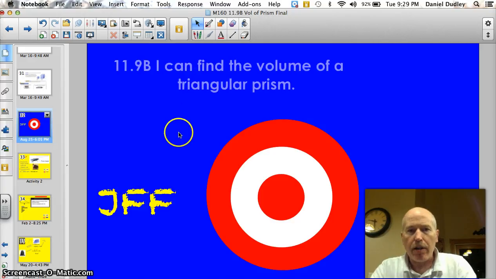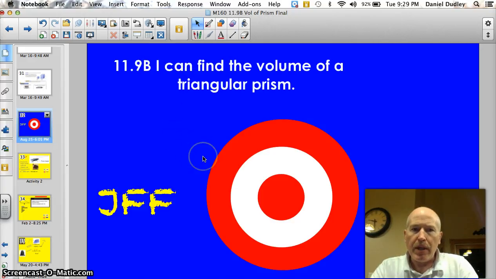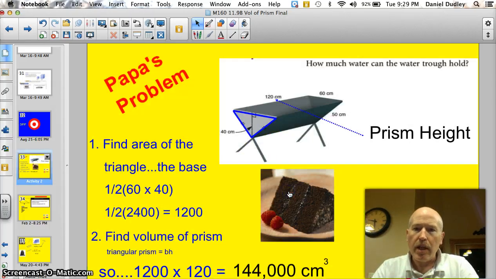Officially tonight our target is 11.9b. I can find the volume of a triangular prism. On 3, 1, 2, 3. Let's do this thing.